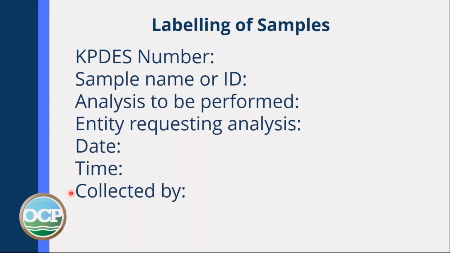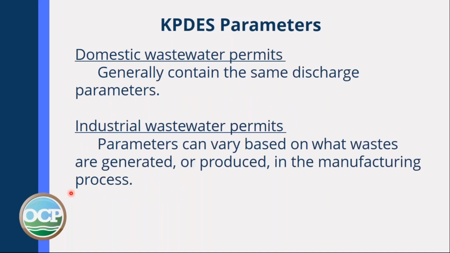So if any of that information is missing, you're not going to have enough information later on. And if the sample gets missing or lost or misread, you're not going to get the data you need.